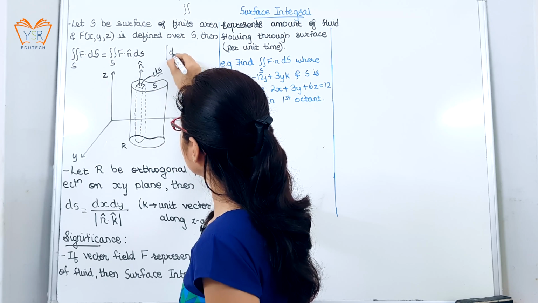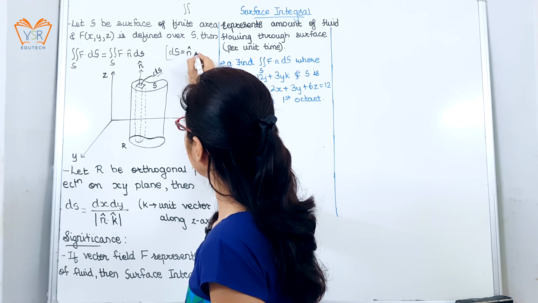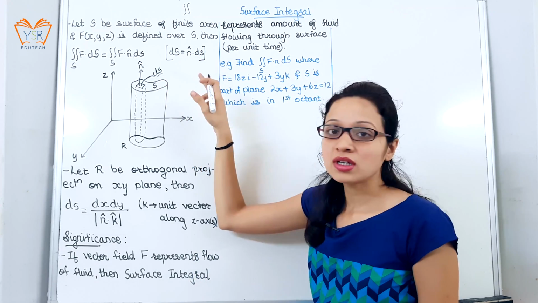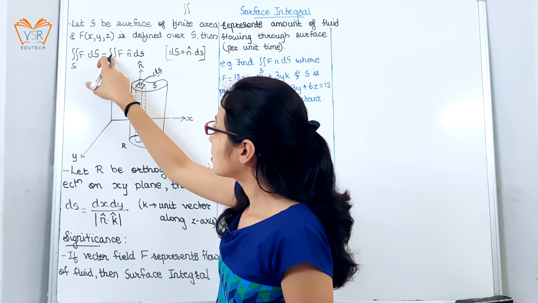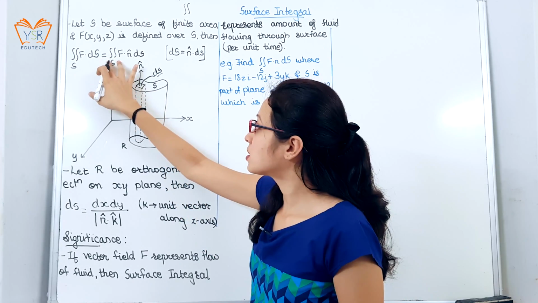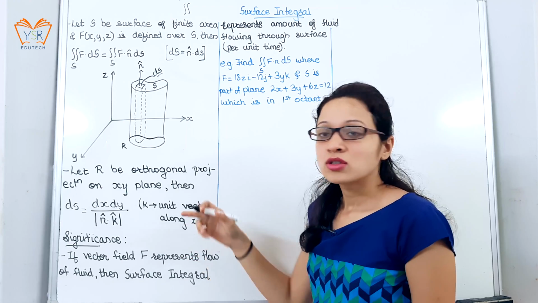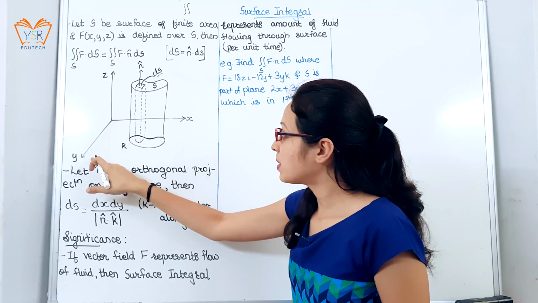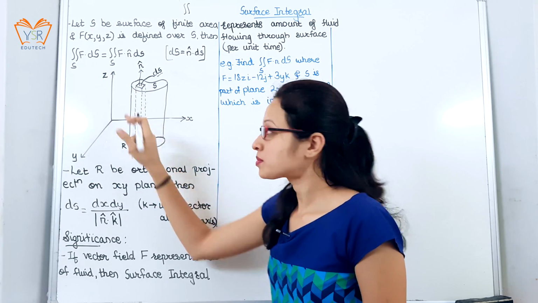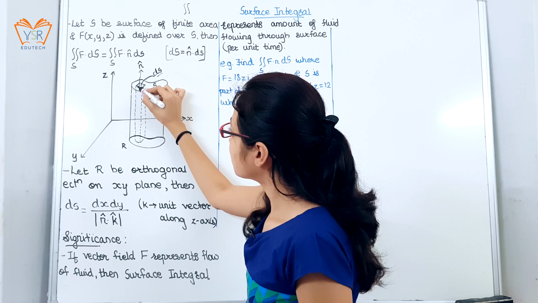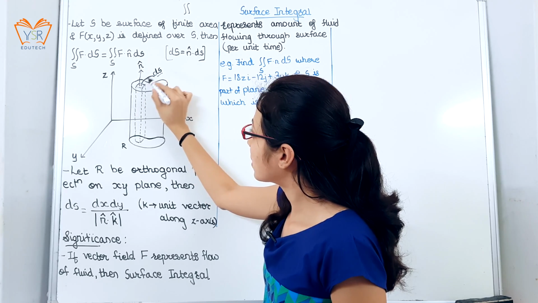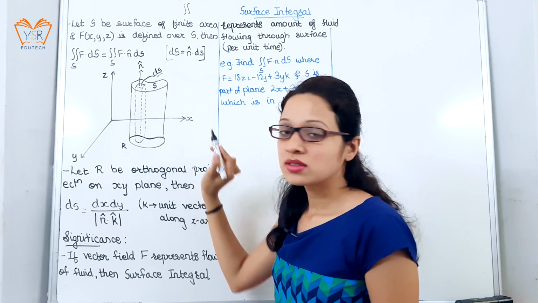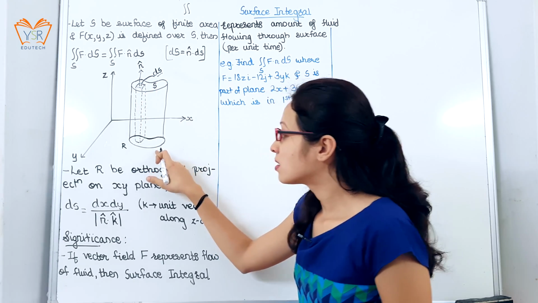This dS is replaced by n cap dS, where n cap is the unit normal vector to the surface. Now if you see, there is double integration here. For the double integration we need limits of two variables. So for the limits, we'll project this surface in either the xy plane, yz plane or xz plane. This is the surface. This part we are going to consider, this part is nothing but dS and this is the unit normal vector to the surface. We'll project this part in the xy plane.